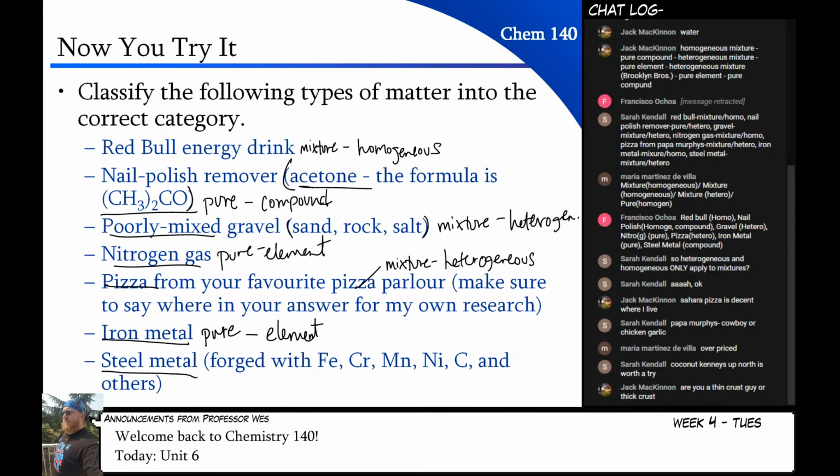Down here, steel. Steel's actually a very important example here, and this is one that everybody gets wrong. Steel is obviously not a pure substance because you put a bunch of stuff in there, right? But maybe it could be a pure substance because it has a formula. Well, think about how steel is made.